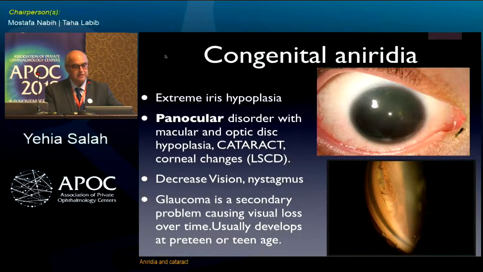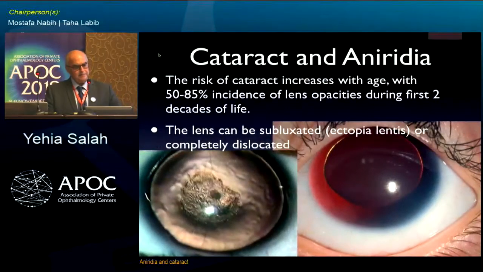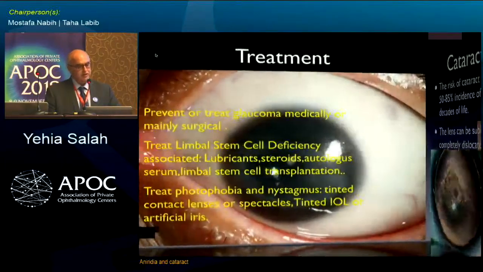Usually they have nystagmus. Glaucoma is a secondary problem. They are not born with glaucoma, but usually along the course of life in the teens, 20s, they will get glaucoma, and you should look for it and treat it. Risk of cataract increases with age. They are not all with cataract. Don't operate them unless they have really visually significant cataract, because of a multitude of corneal problems. They might develop glaucoma. Many of them will develop glaucoma after surgery.